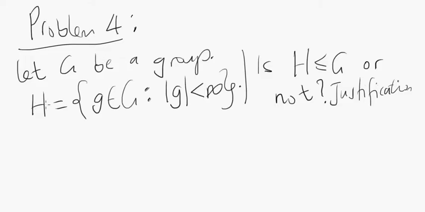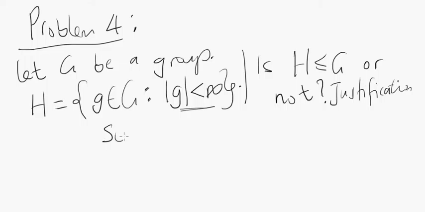So we have a group G. H is a set that takes elements of G, and in particular it only takes elements of G that have finite order, order less than infinity. And we want to know whether it's a group or not. That's our goal. As usual, I'd advise you to try to solve this problem on your own first, and only when you're completely stuck, come back over here and we can work on it together and see how this works out.